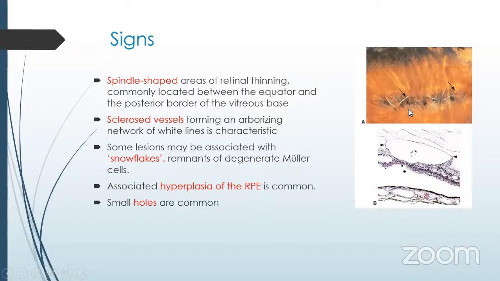Some of the lesions will also show snowflake lesions, which are the remnants of the degenerated Muller cells, as well as hyperplasia of the RPE, and there will be small holes noted along the lattice.